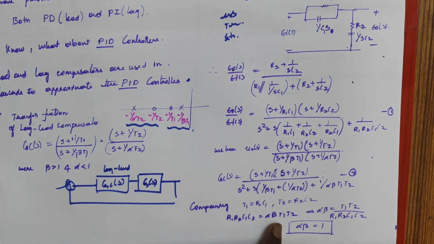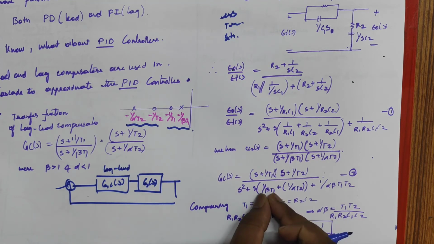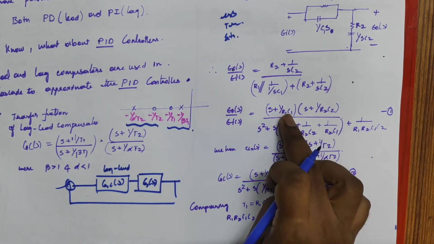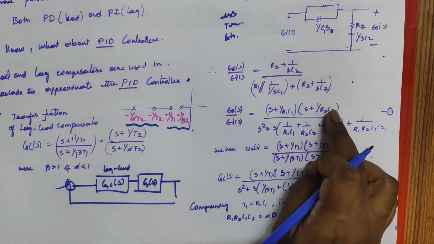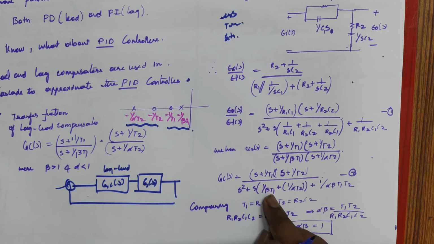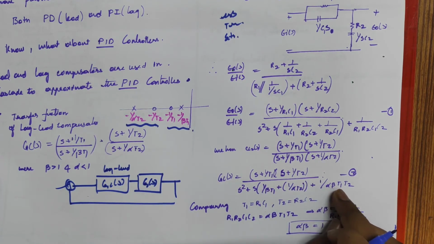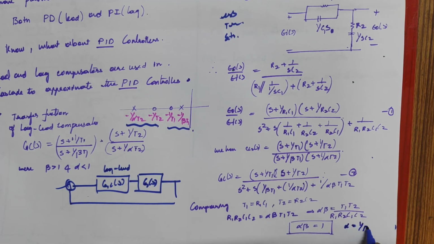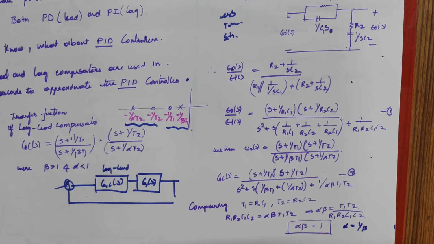In the place of T1 I have something like this, and T2 in the form of this, and 1 by beta, so alpha beta T1 T2 in the form of this. So alpha beta is T1 T2 plus R1 R2 C1. We got this. If you substitute T1 T2 here, I get alpha beta equal to 1. This gives alpha equal to 1 by beta. You have to note that. Okay, so this is the realization.